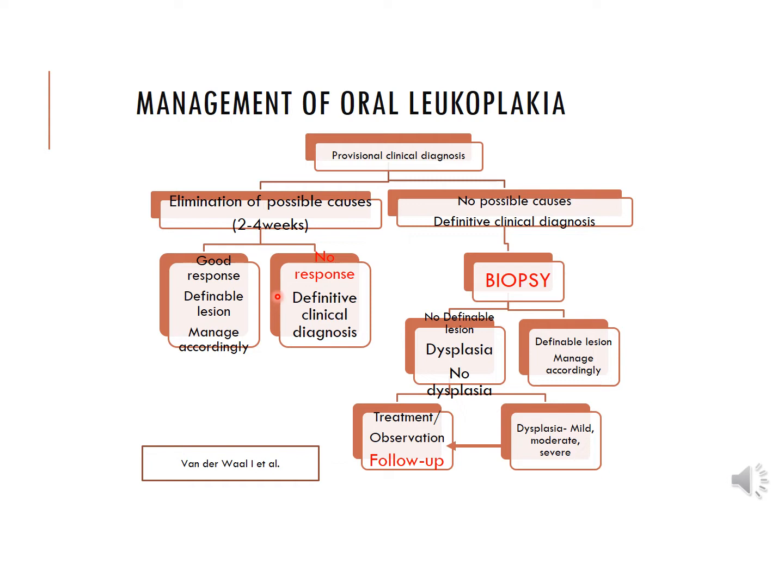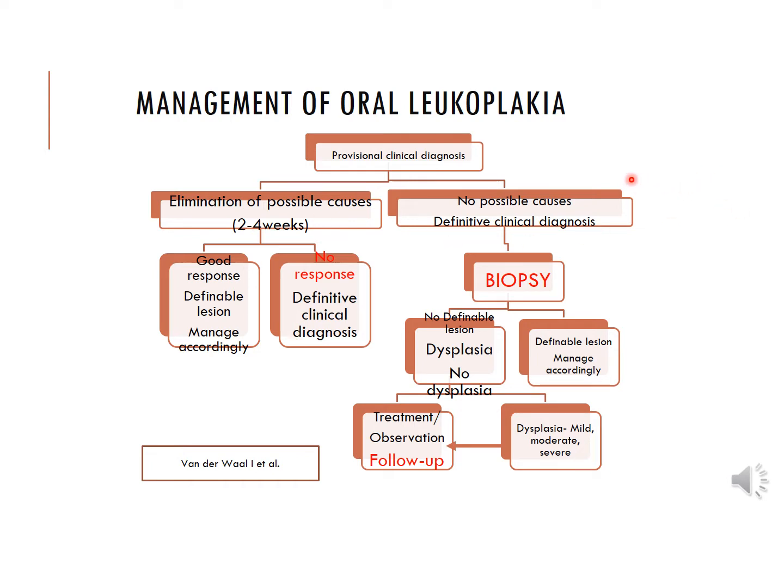If the patient has responded well and you know a definable lesion, that means you probably have a frictional keratosis, let's say, and then there is a sharp tooth. Maybe enameloplasty has solved your problem, and hence you can manage that by doing the enameloplasty or changing the denture, if the denture is the reason why there is a white keratotic area there.